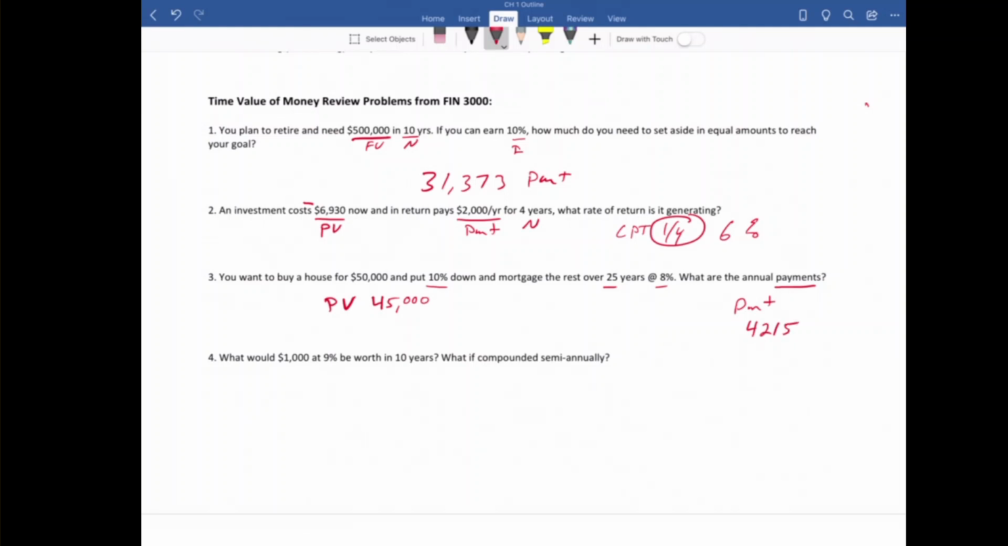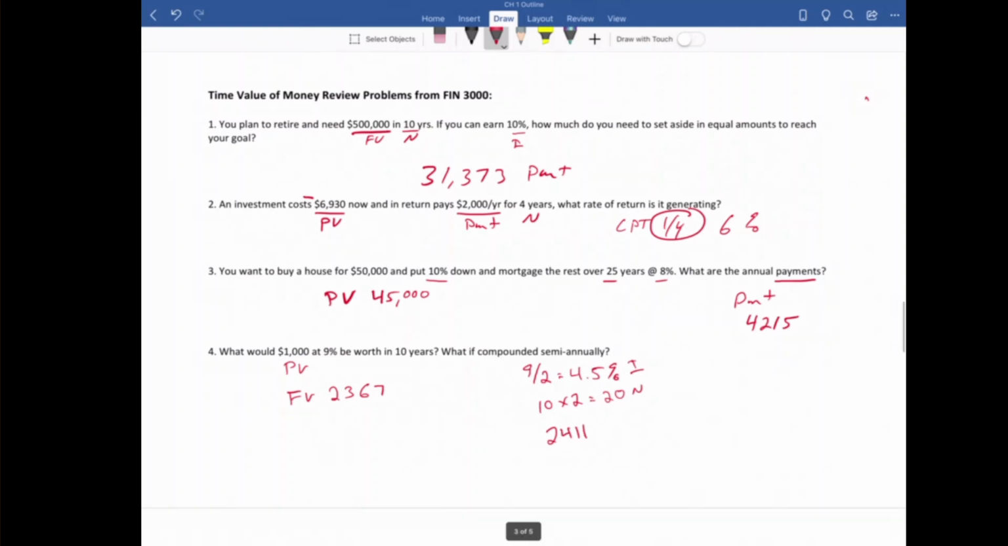What would $1,000 at 9% be worth in 10 years? So this is today, present value. So you're going to compute the future value, and it would be 2367. Sorry for the lag there a little bit. And if it's semi-annually, we're going to cut the 9 in half, and that means the interest rate will be 4.5%, and the 10 years is going to be multiplied by 2, since there's 2 six-month periods. Your N would be 20, and therefore the future value would be 2411.